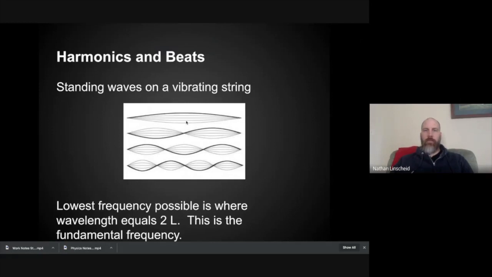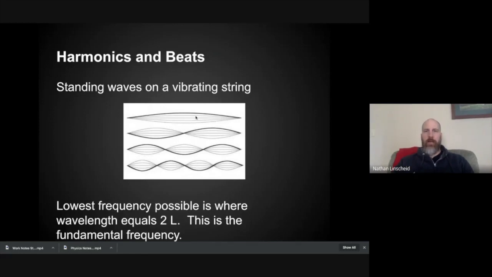We call the middle an antinode, and we call the places of no motion the nodes. And if you shake it at twice the frequency, you can get two antinodes. If you do it at 3 times that initial frequency, you can get 3 antinodes, and so on. The lowest possible frequency that you can have is where the wavelength is equal to twice the length of the spring or the string that you're using.